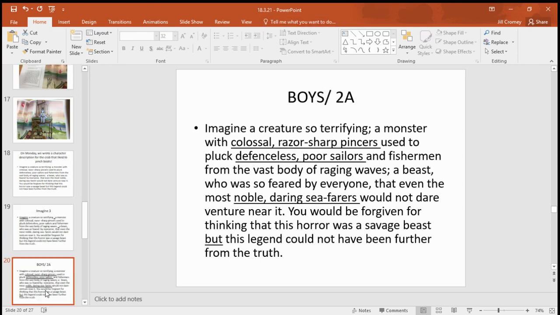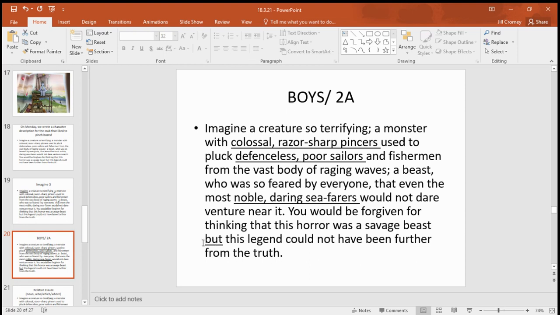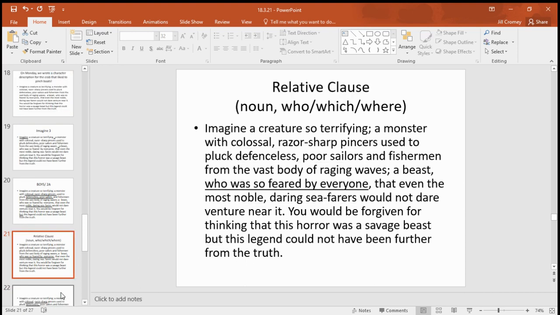The other types we included were a boy's sentence, and that was by our use of but, and a 2A sentence, and we actually had 3 examples of those in there. So we had colossal, razor-sharp pincers, defenceless poor sailors, and noble, daring seafarers. The other feature we were looking at was a relative clause, which is sometimes known as a noun, who, which, where sentence, and that was down here. A beast who was so feared by everyone that even the most noble, daring seafarers would not dare venture near it. So it's that extra information there, separated with commas, beginning with the word who.